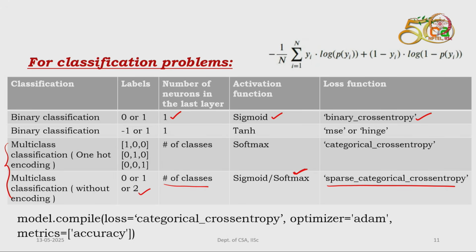If the label is converted using one hot encoding, then the label will be something like this, and the number of neurons at the output layer depends on the number of classes. The activation function we use is softmax, and because we have used one hot encoding, the loss function that we use is categorical cross entropy.